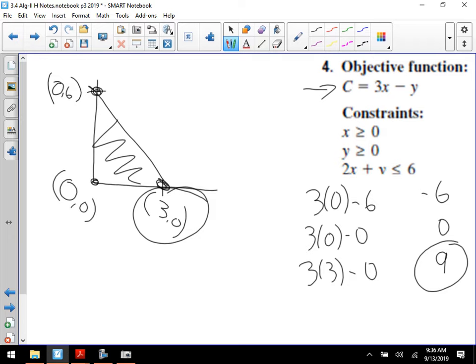The minimum value occurred at -6, so your minimum value is -6. That means if I sold no coffee pots and only sold 6 spoons, I lost money. Doesn't seem like a good thing to be selling is spoons. Okay.